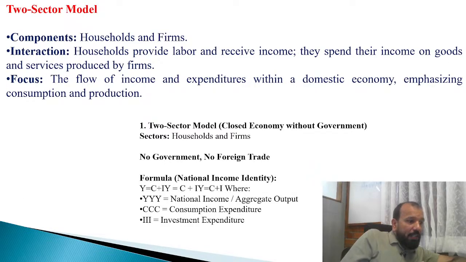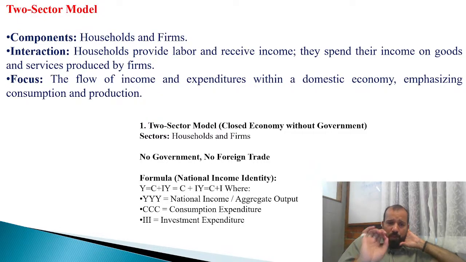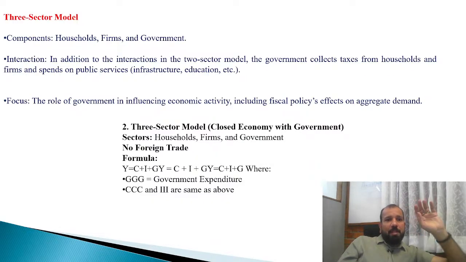Now we have the two sector model. What is a two sector model? In a two sector model, we are more concerned with households and firms. Households provide labor, receive income, and spend their incomes on goods and services produced by the firms. The two sector model is a closed economy without government. It is not feasible, it is not possible. No government, no foreign trade. It is not possible across the globe, except perhaps North Korea, to have an economy with no foreign trade. The two sector model is households and firms.